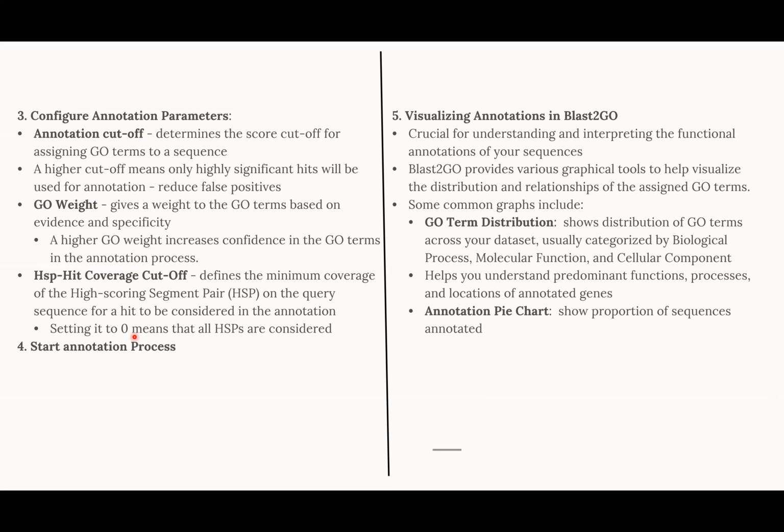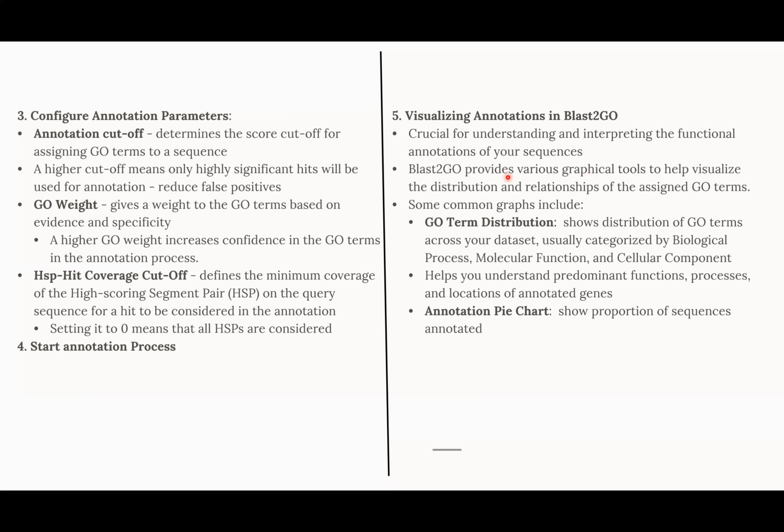And then setting these to 0 means that all your pairs will be considered. So that is what you want. You don't want some of your base pairs to be left out. After that, you can start your annotation process, and the output will be displayed to you on the Blast2Go UI. Here we have to visualize this in order to understand what annotations have been made or what conclusions have been made about our sequence.